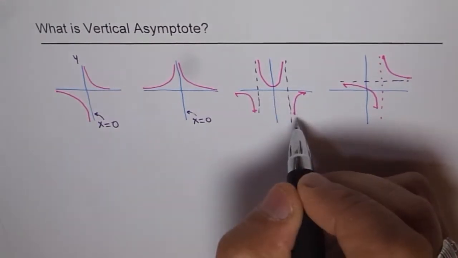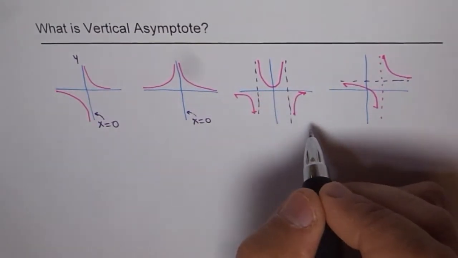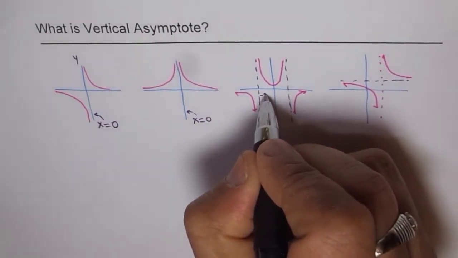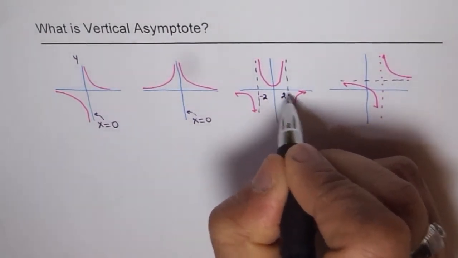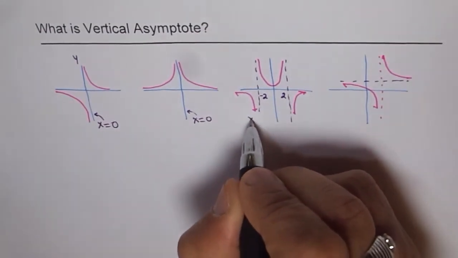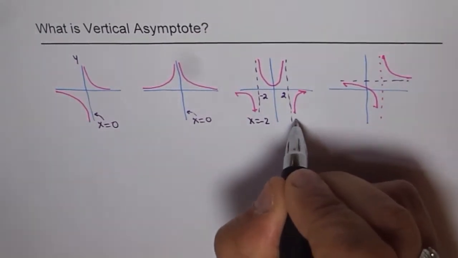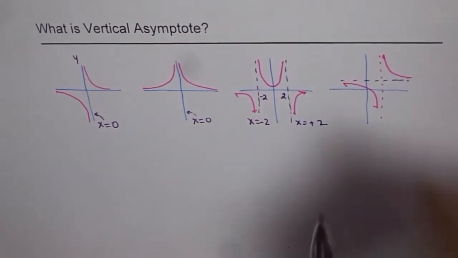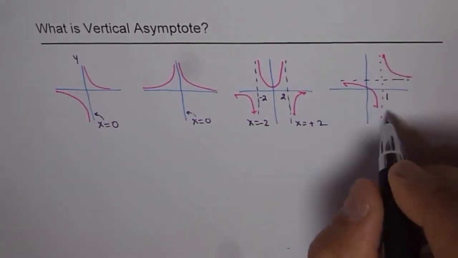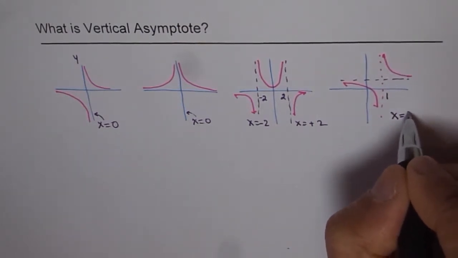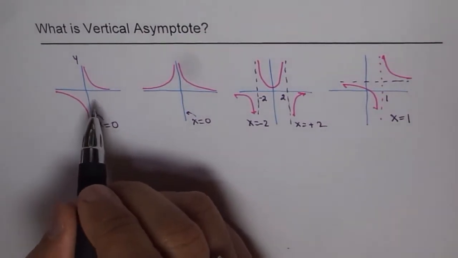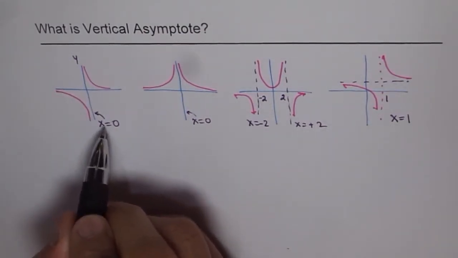In this particular case we have 2 vertical asymptotes. One, let us say this value is minus 2 for us and this value is plus 2 for us. So that becomes 2 vertical asymptotes, and one is x equals minus 2, the other one is x equals plus 2. And let's say this is at x equals 1 and we have a vertical asymptote at x equals 1.